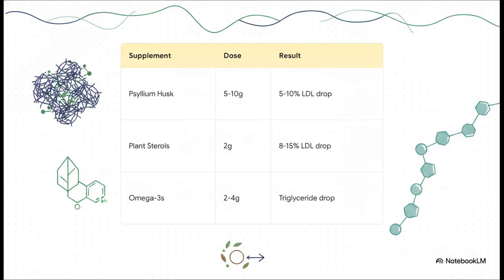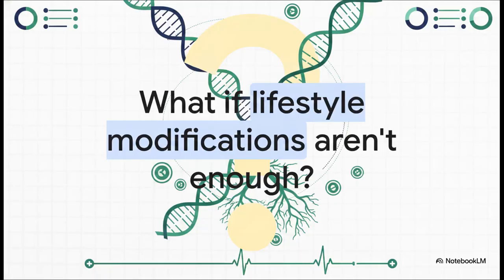What's super fascinating here is the mechanism itself. Fibers, like the beta-glucans you find in oats, act like a biological sponge in your gut. They literally bind to cholesterol right there in your digestive tract, actively helping to drag it out and remove it from your body. But I want to ask you something important.